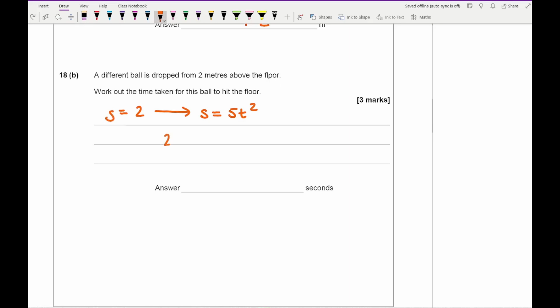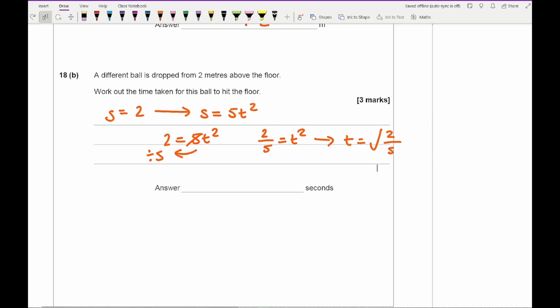So here I've got 2 equals 5t squared. What I want to do is get t by itself. If I take the 5 over by dividing, I'm going to get 2/5 equals t squared. I want to get t by itself, so t is going to equal the square root of 2/5.